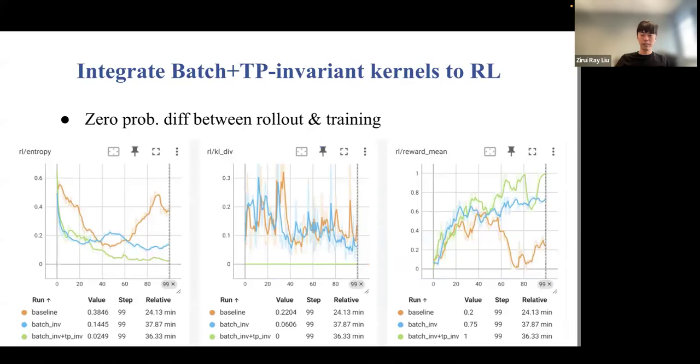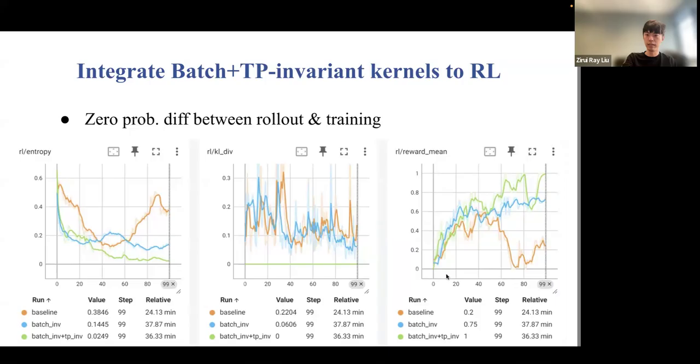So how does it work? The short answer is pretty good. We use both the batch invariant kernel and the TP invariant kernel for RL. If you recall, the problem for RL is that first you have the batch size misalignment, and also the TP size misalignment between rollout and training. We patch this set of kernels into both the inference stack and the training stack. Finally, we obtain zero probability gap between rollout and training.